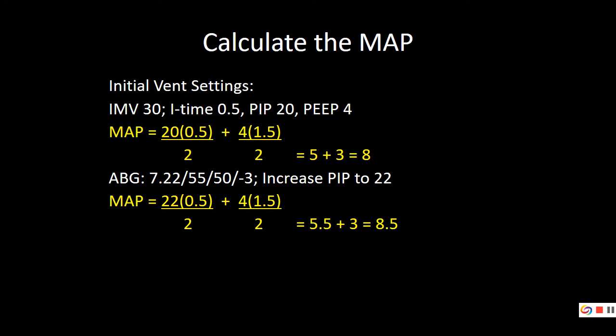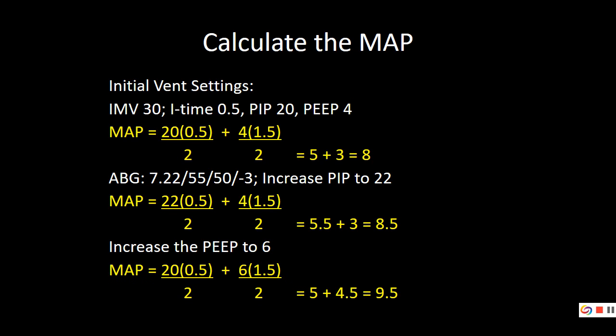Well, what if, instead of going up on your PIP, you went up on your PEEP to 6? What would that do to the mean airway pressure? Again, everything else is constant from this first scenario, every single number except your PEEP, and you went up to 9.5. So what's the lesson here?